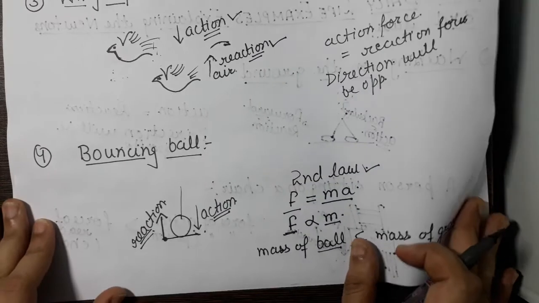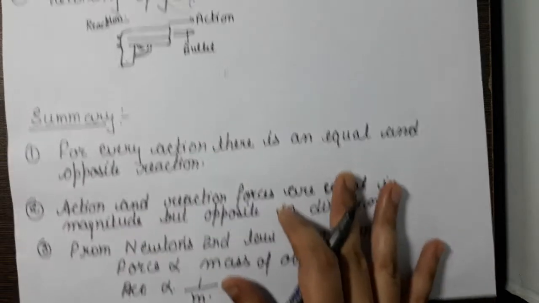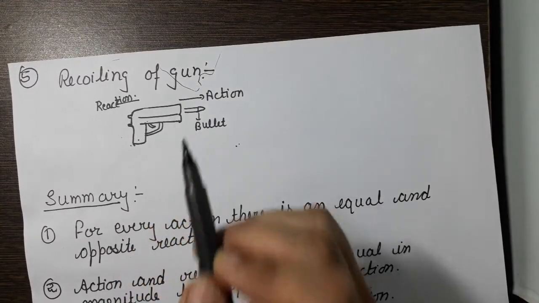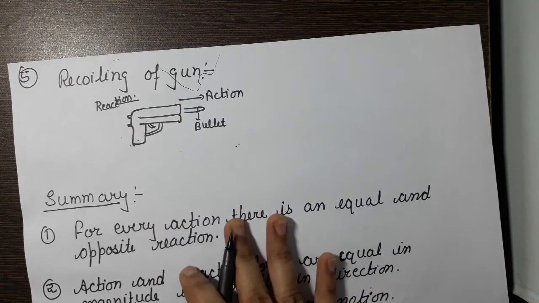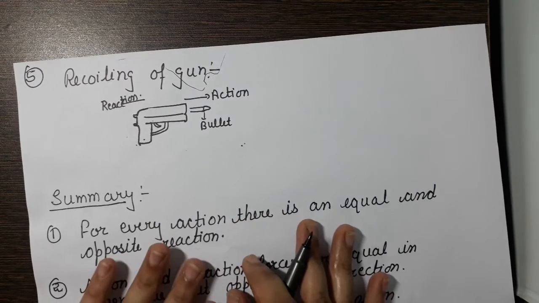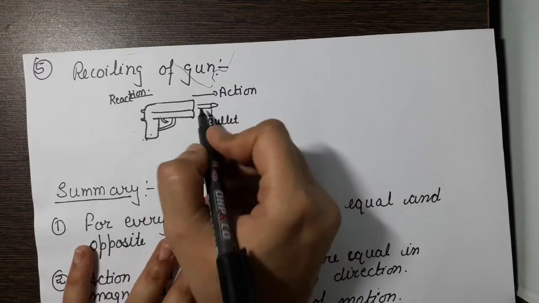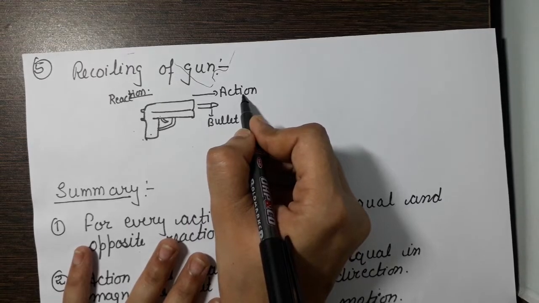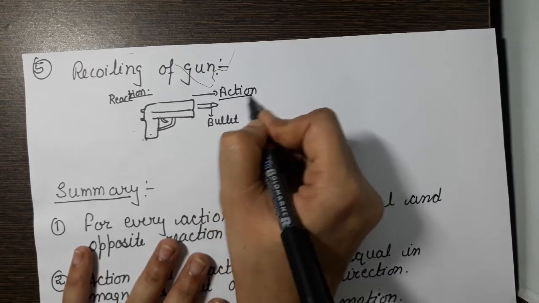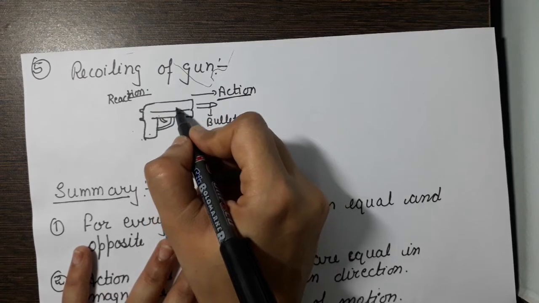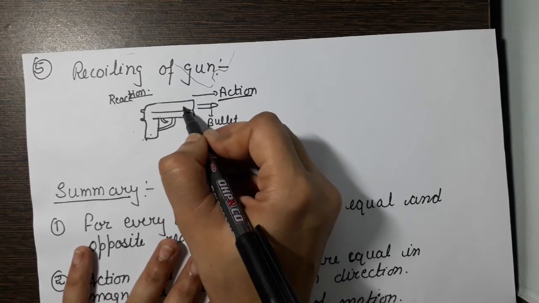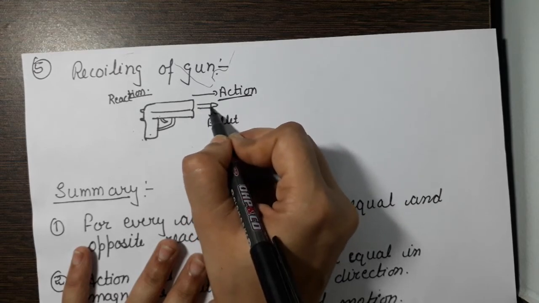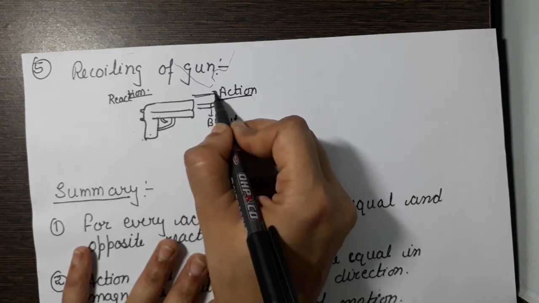Now come to the next example. The next example is also very common, that is the recoiling of a gun. In the recoiling of a gun, when we fire a bullet from the gun, then the bullet moves in the forward direction. It is the action force: the gun is applying force on the bullet, and the bullet is moving in the forward direction. This is the action force.